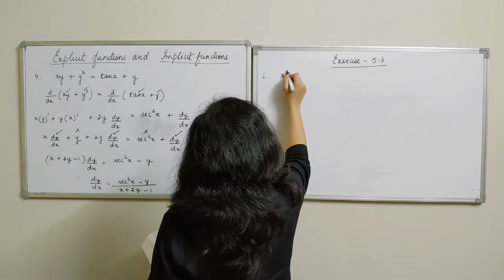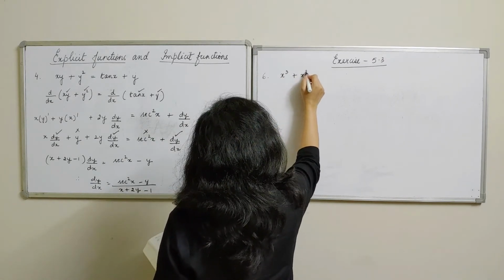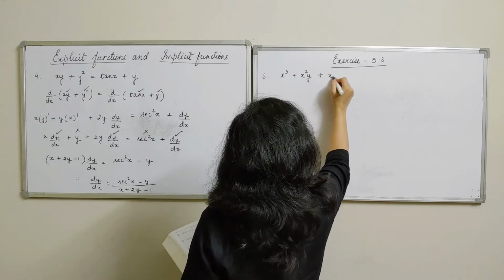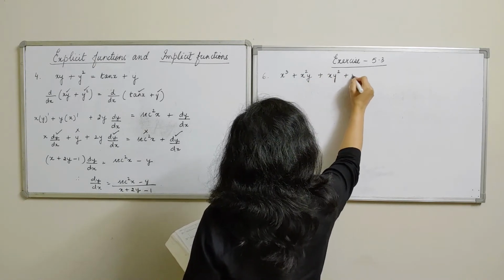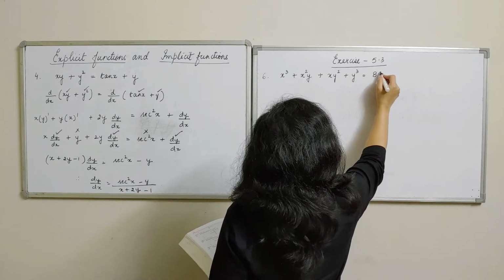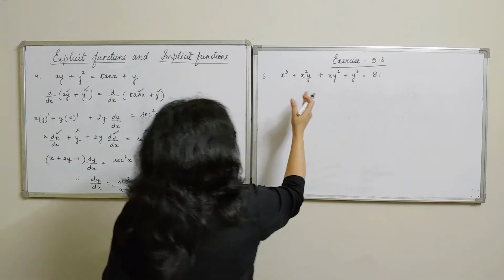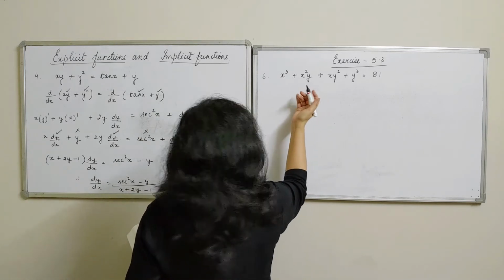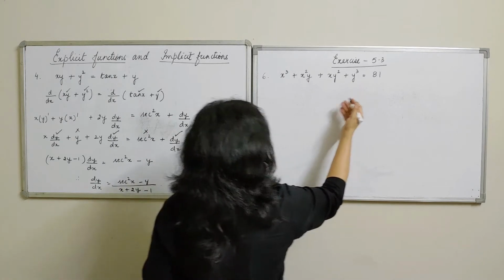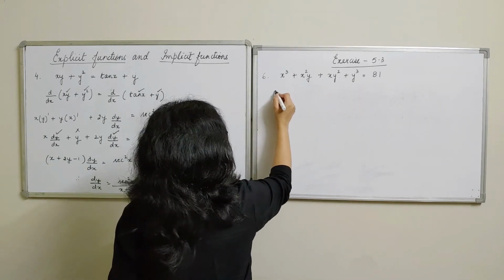So next question is question number 6. It is x cube plus x square y plus xy square plus y cube is equal to 81. We have both the variables, so we know it is an explicit or implicit function. Looking at the powers of y, because all powers are different, we know it is an implicit function.